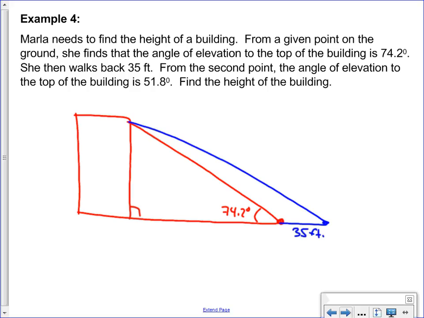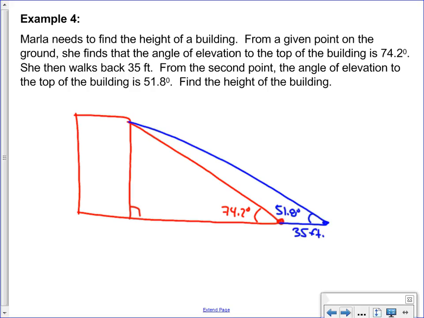And then finds that angle of elevation. Does it become bigger or smaller when you walk back? When you walk back, isn't your angle getting smaller? That's why this thing is 51.8 degrees. Let's find the height of the building. So from the second point, the angle of elevation to the top of the building is 51.8 degrees.